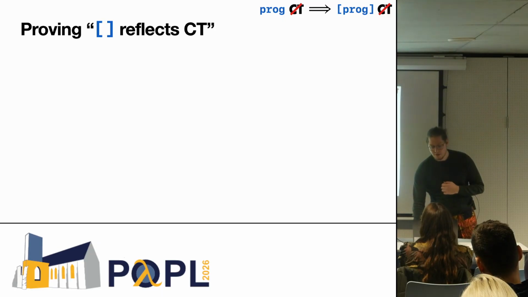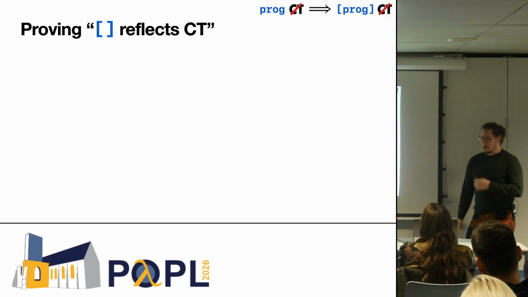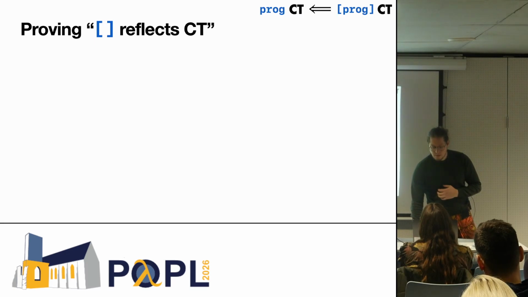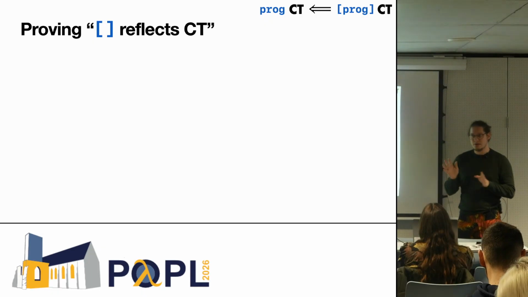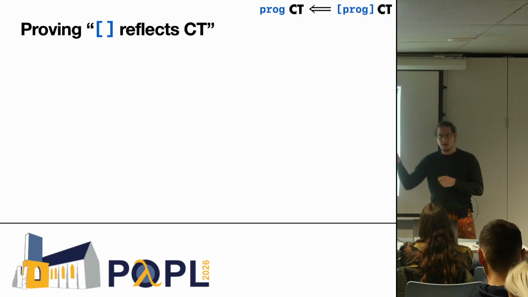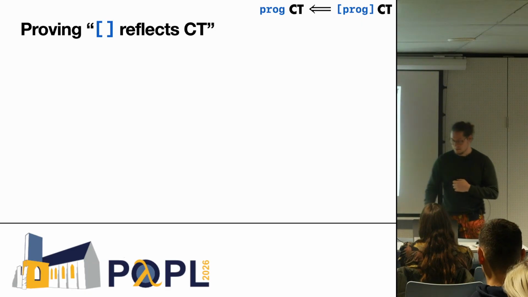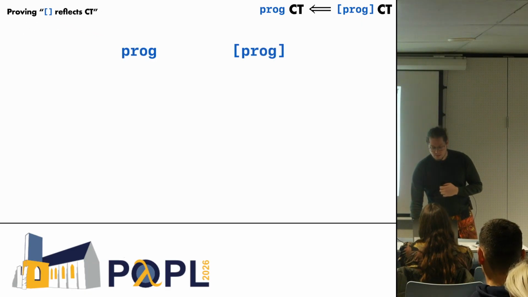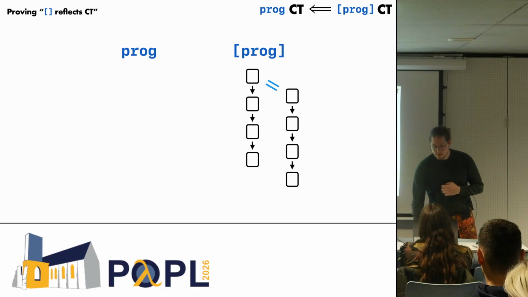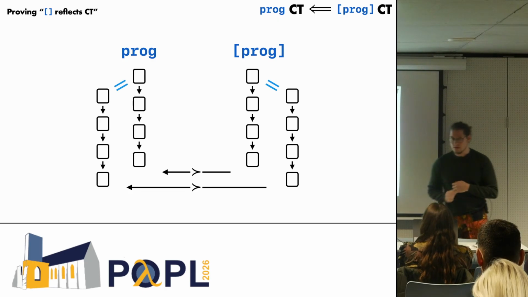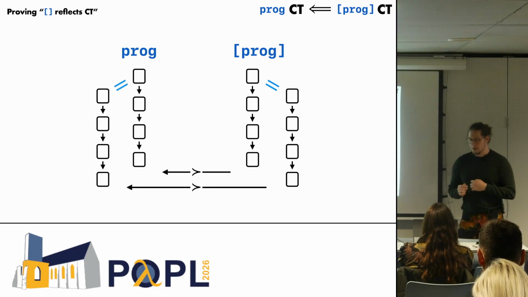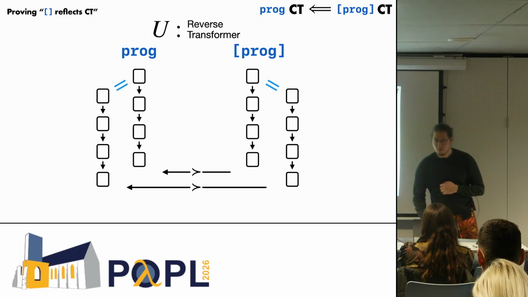How about reflection then? If you think of it, the property, if you take the contraposition, is basically very similar. If the target program is constant time, the source program should also be constant time. What we do is we just take the same approach. We look at the runs of the target program. We take the simulation and map them to runs in the source program, or in the input program. But this time, we employ a reverse transformer.